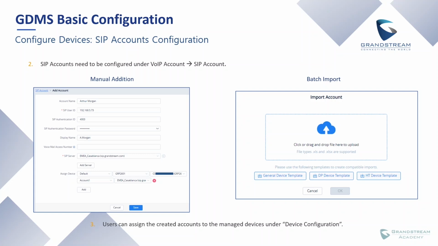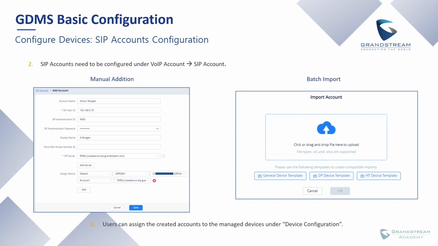And for the second method, which is batch import, from the same page, and instead of adding the SIP accounts manually one by one, users can import a CSV file with all the needed information about the SIP accounts. And please note that if the user creates accounts and they're not assigned to any device, they can assign the previously created account to the devices from device management.